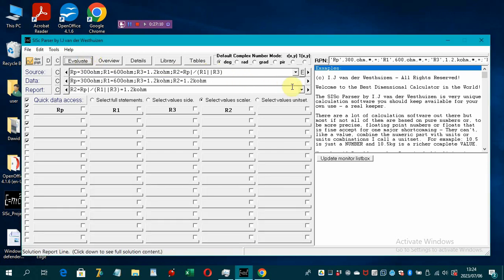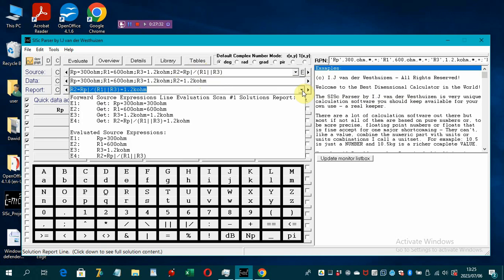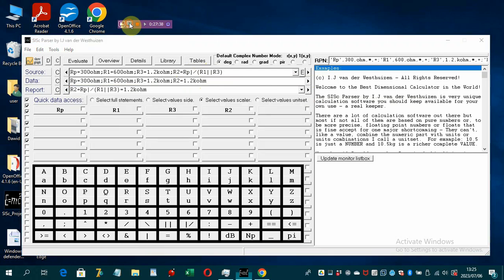And we know from the previous example, R2 should also be 1.2 kilo ohm, the same as R3. So the calculation R2 is Rp parallel subtract R1 in parallel with R3 is correct. It gives a correct answer, and there's a solution. Pause it and study it. Okay, I'm going to stop it now.